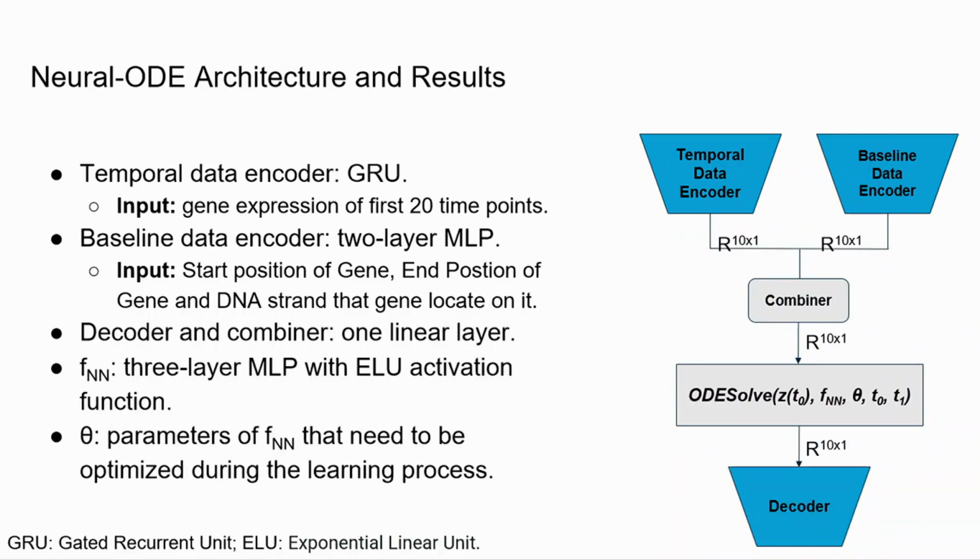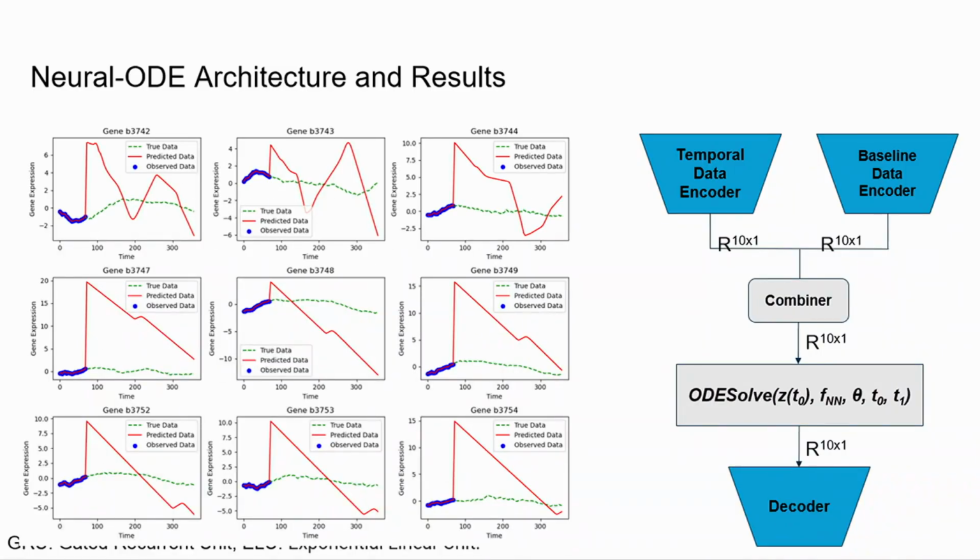The function that I used for the ODE was a 3-layer MLP with ELU activation function. The results that I got so far were not that interesting, and the model could not predict the gene expression at the unseen time points very well. So our plan is to fine-tune the architecture of the model and also try some data augmentation. Maybe it could help us get better results.